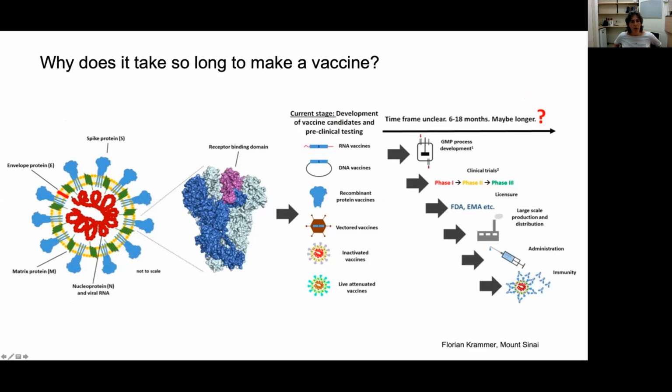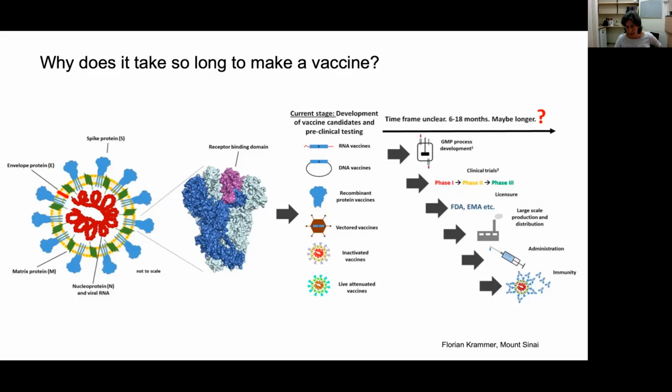Why does it take so long to make a vaccine? I don't need to explain that because you're all biologists, but basically the main target for a vaccine is the spike protein, which is on the envelope, and this is actually what our immune system can see. And basically what you want to do is create antibodies that neutralize the binding of the spike protein to the receptor in order to neutralize the virus. And there are various attempts to create such vaccines.